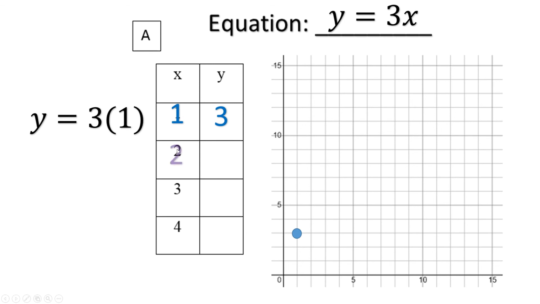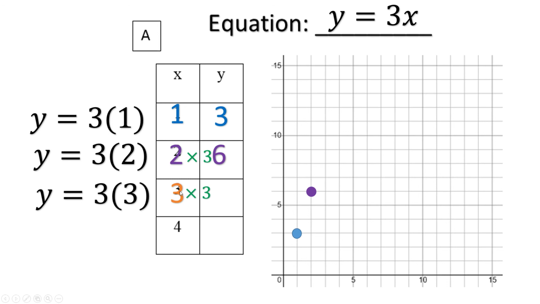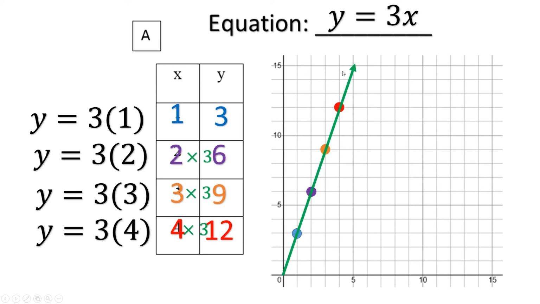And then here, now our x value is 2. 3 times 2 is 6. Graph that one. And then it'll be 3 times 3, which is 9. And the last one will be 4 times 3, which is 12. So over 4 and up 12 will be up here. Connect them with a straight line, and we do want to add an arrow.